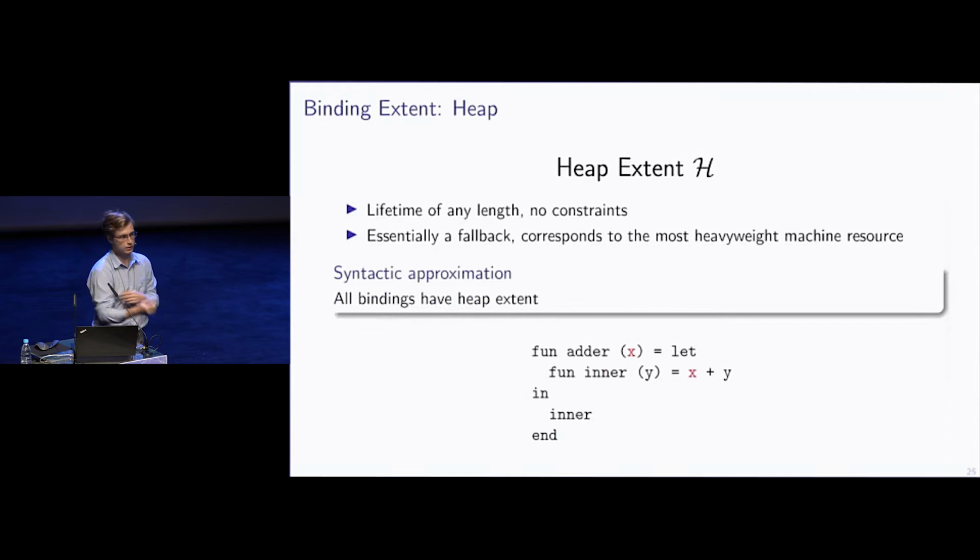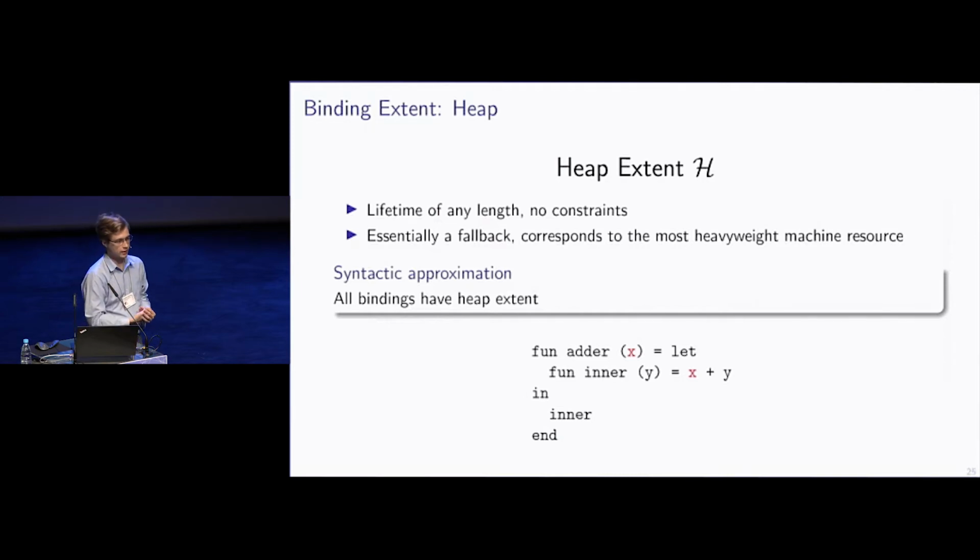So let me go into these in a little bit more detail. Heap extent describes a lifetime of any length. There are no constraints it places on lifetimes. And so heap extent essentially represents a fallback in terms of implementing variable bindings. Since it's the most heavyweight machine resource, we'd like to move things out of the heap.